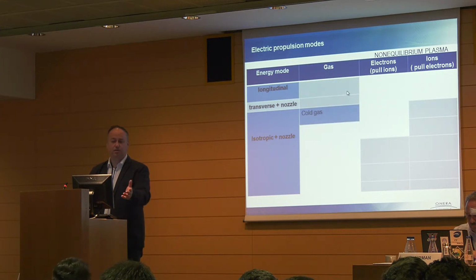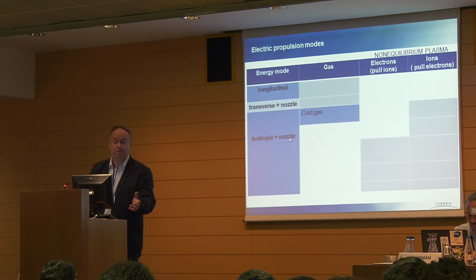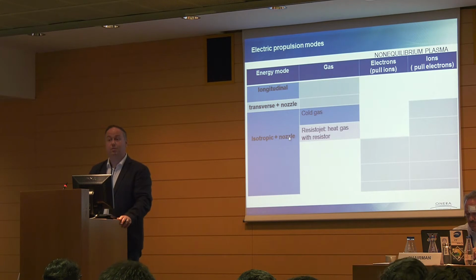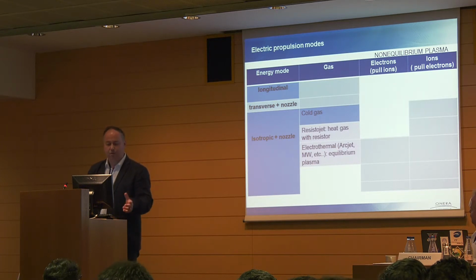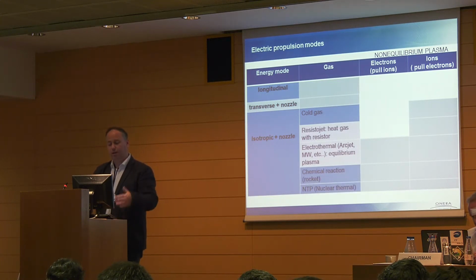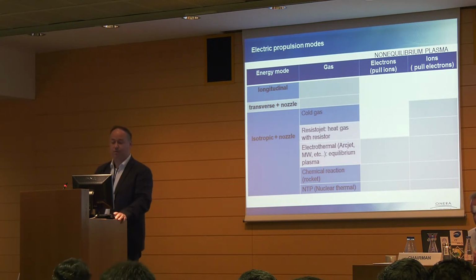So in the gas, you don't have those kind of weird direct actions. You have only the heating action. So you have a cold gas, so without heating, just compressed gas. Then you have resistojets, so in pink it's where you have a plasma. You start to have a plasma, so you can heat the gas with the resistor. Electrothermal, so arcjet and microwave electrothermal, so then you get more heating. Chemical reaction, you can get even more heating. And then you can have nuclear thermal rockets where you can heat the gas with the nuclear reaction.